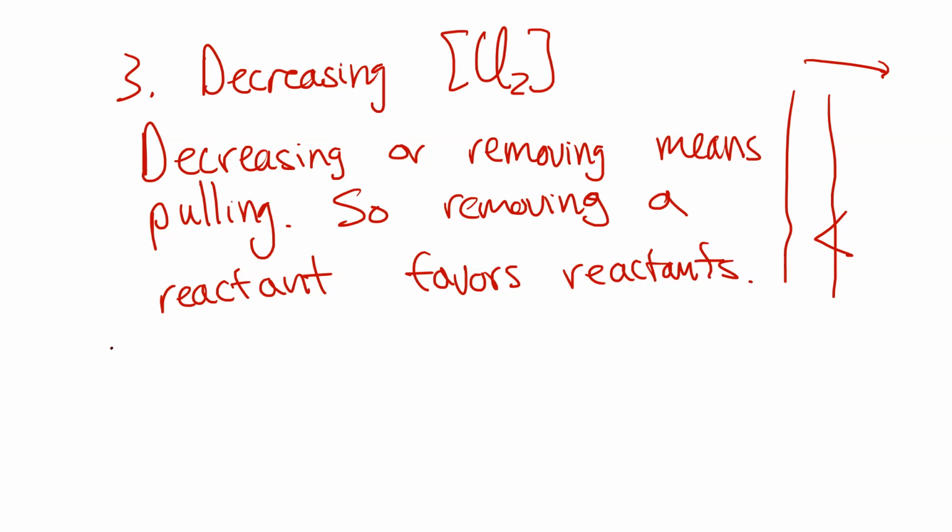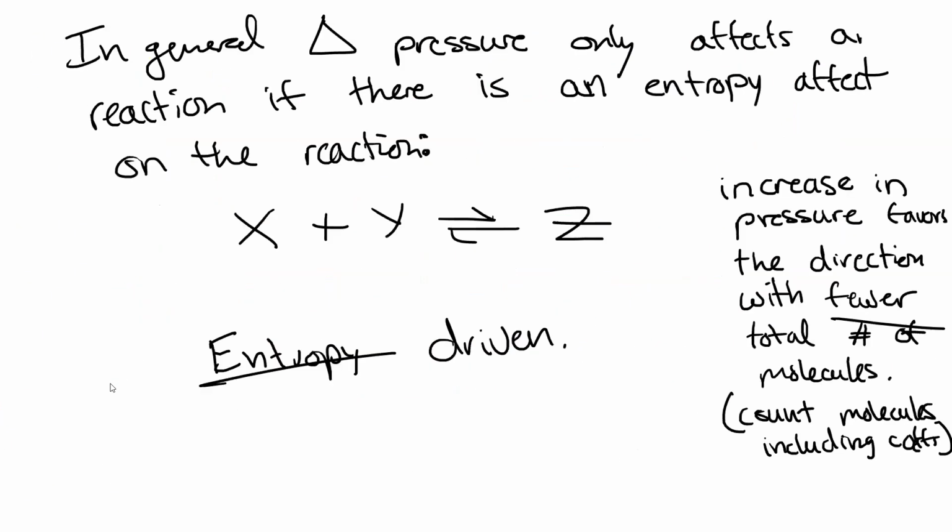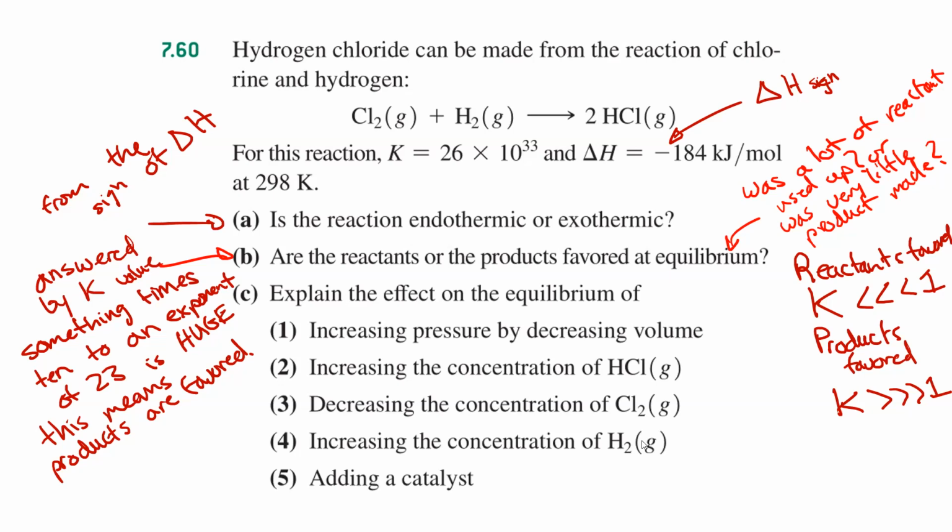Okay. Number 4 is increasing H2. Increasing H2, adding H2, is pushing on the reaction. So therefore, you're going to push it in the direction of product. Does that make sense? And finally, adding a catalyst does absolutely nothing. Because a catalyst increases the speeds of the reaction, both forward and reverse, equally. I want to emphasize that one finally here.